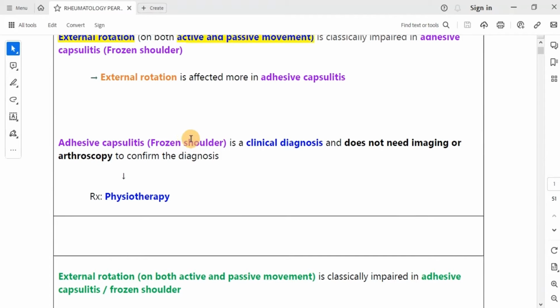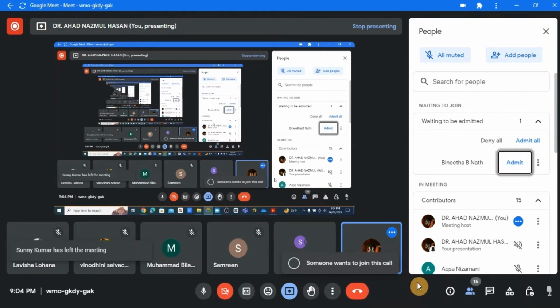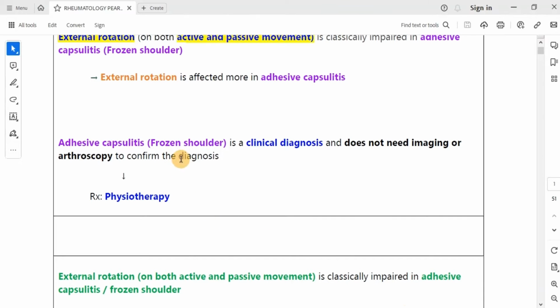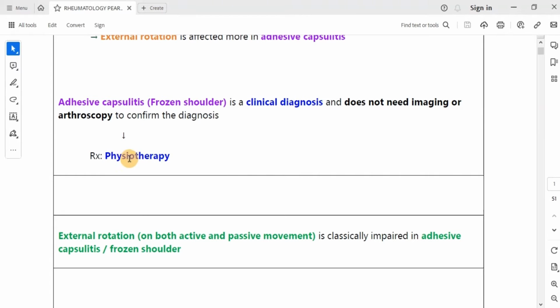Adhesive capsulitis, or frozen shoulder, is a clinical diagnosis and doesn't need imaging or arthroscopy to confirm the diagnosis. Choice of treatment is physiotherapy. So in the exam, if they give a typical clinical picture of frozen shoulder and ask what the next step should be, we don't need to go for any investigation, either imaging or arthroscopy. We can just go for symptomatic management as well as physiotherapy.